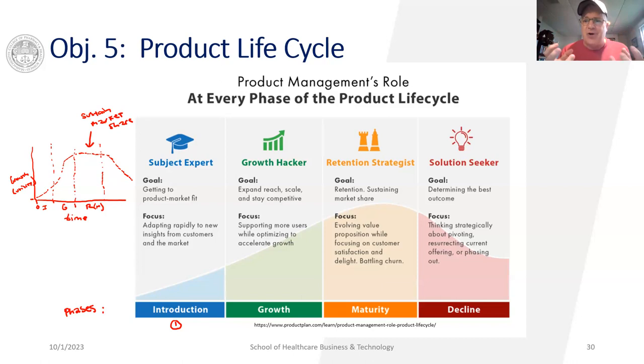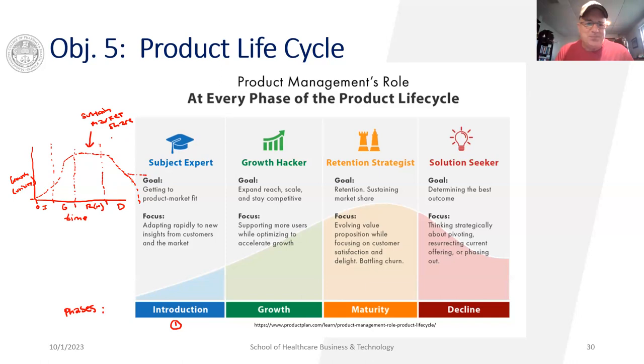And then at some point after maturity, we need to make decisions on outcomes. And this is the decline phase. And we start to see it going down. And maybe rather than seeing it go to zero, we want to extend the usage. You know who's really good at this? WD-40.